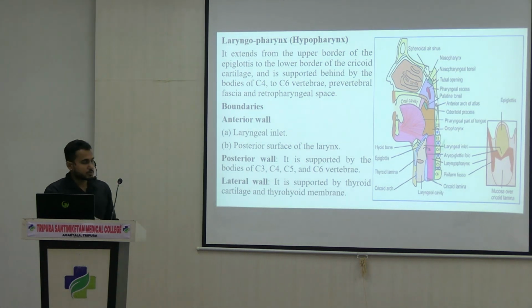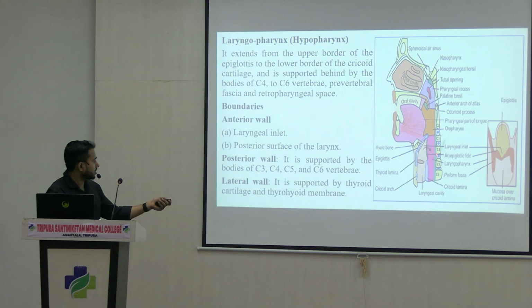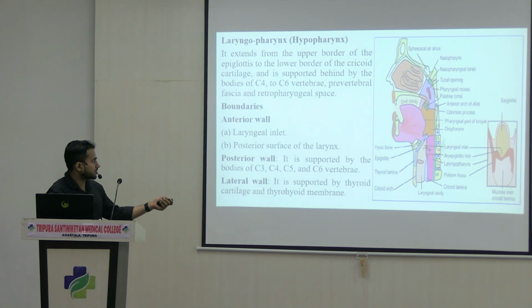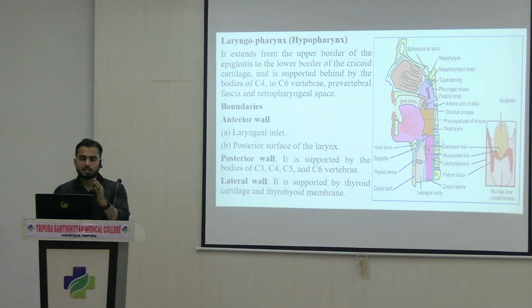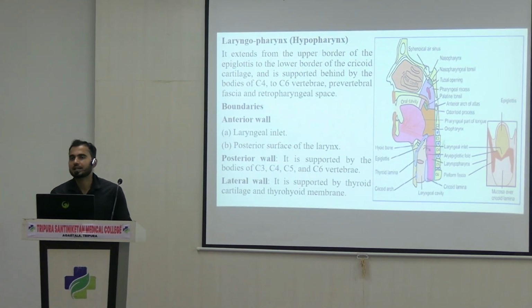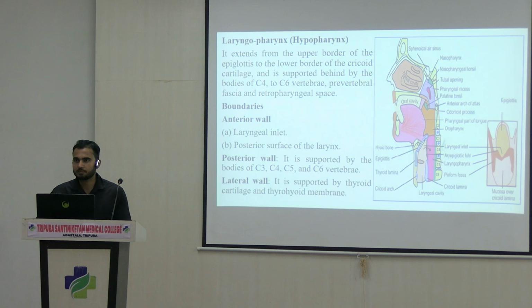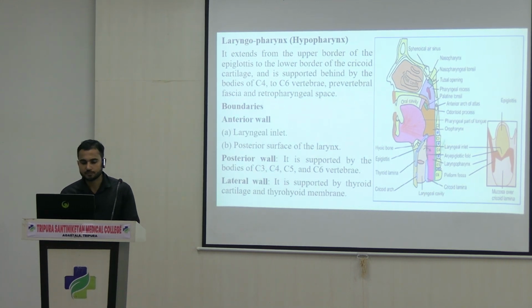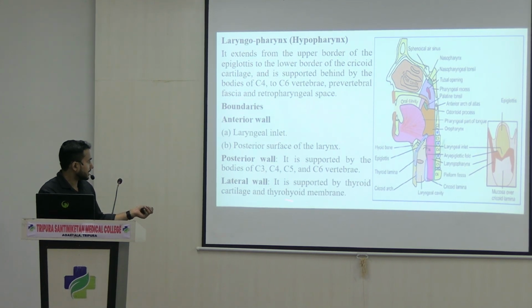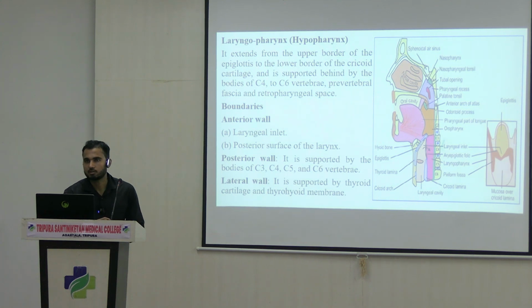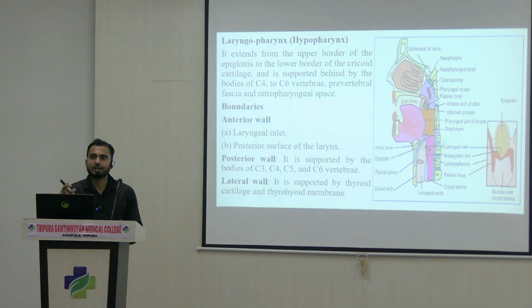Next, if you go posteriorly, then it is supported by the bodies of C3, C4, C5, C6 vertebrae. These are present posteriorly. So this will be the posterior boundary, and this will be the anterior boundary. Next, what will be the lateral boundary on either side? We will be getting the thyroid cartilage. So you can see over here, the lateral wall is supported by the thyroid cartilage and the thyroid membrane that is present on either side. So these are the boundaries of the laryngopharynx.